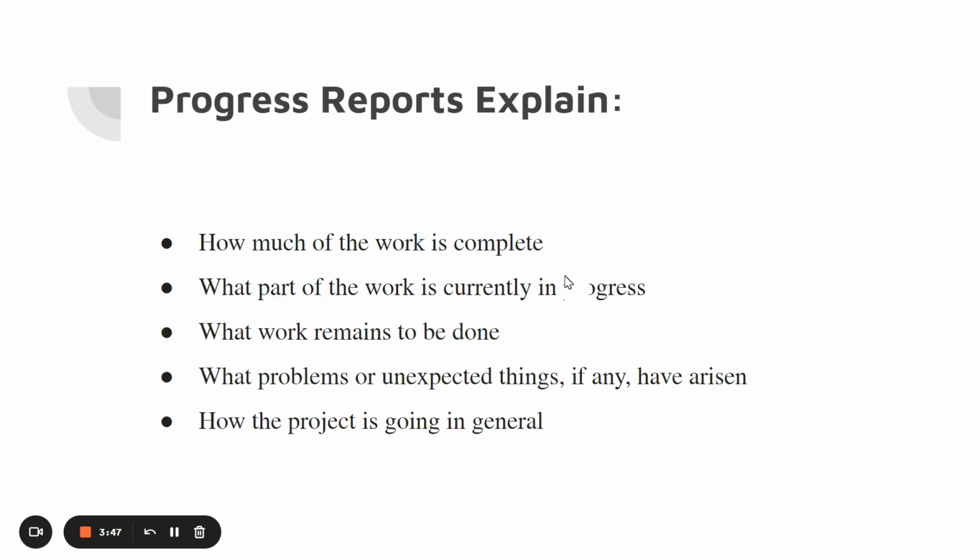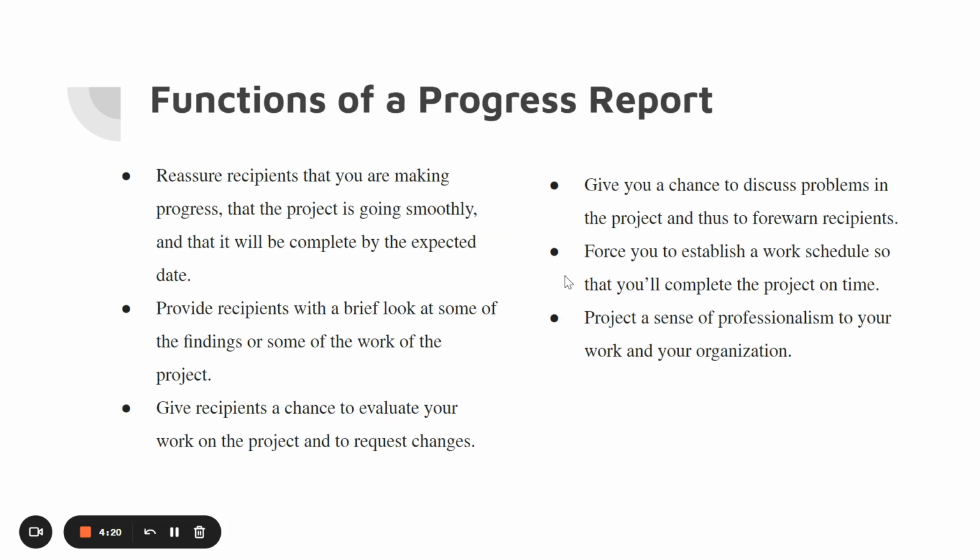In your progress report, you're going to explain the following things: how much work you've completed up to this point, and what part of the work is currently in progress. So, I've completed these tasks. I'm currently working on this. These are the tasks that remain to be completed. Also, any problems or unexpected things that have come up in the project. And if there aren't any problems or unexpected things, make sure to mention that. Up to this point, we have not come across any problems. We don't anticipate there to be any problems, but I just wanted to let you know. And then also just in general how the project is going.